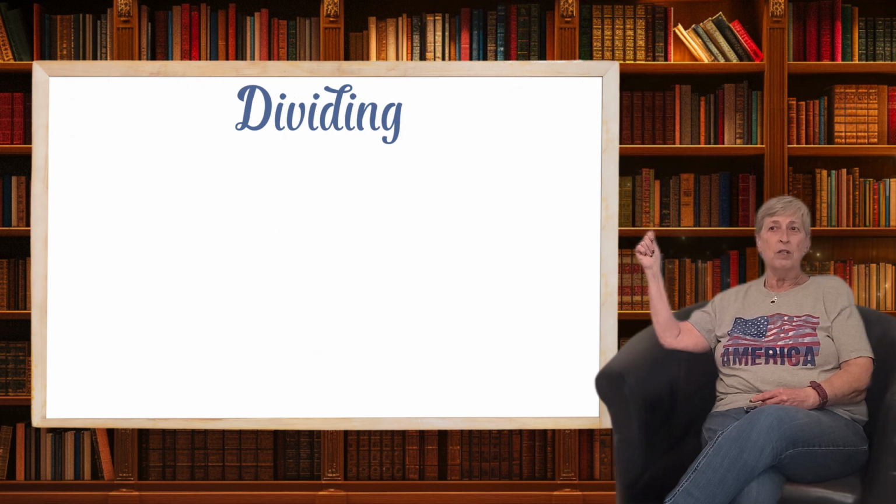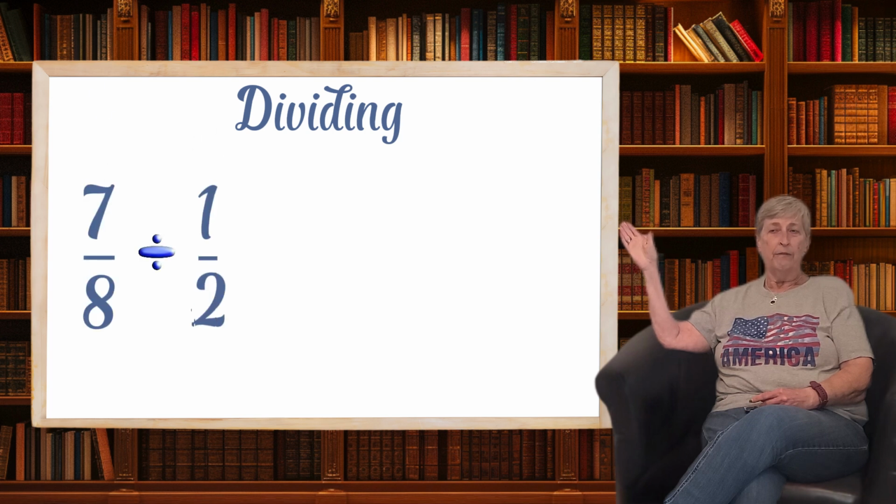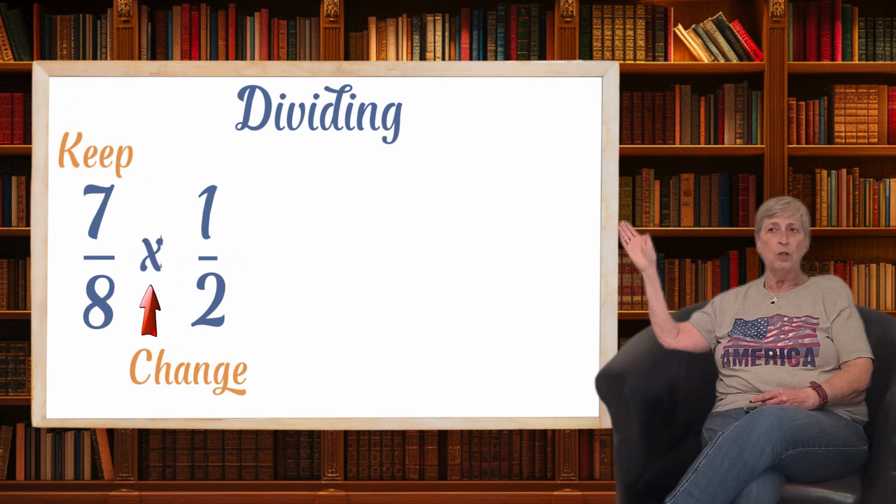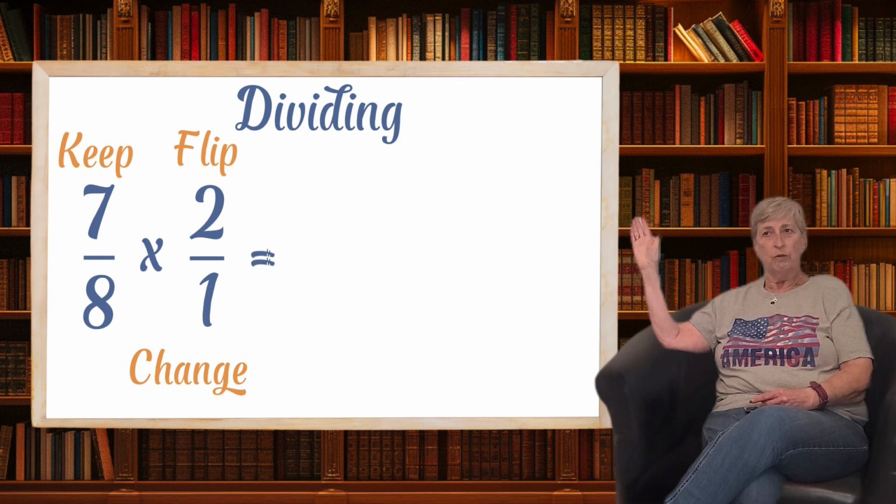All right, let's look at a second example. 7/8 divided by 1/2. Now again, remember the first thing we do is we change it to multiplication and we flip the second fraction. So now we're going to have 7/8 times 2/1, and it is important that you include the 1 on the bottom. Then you just go back to your multiplication rules. 7 times 2 equals 14. 8 times 1 equals 8, so you have 14/8.